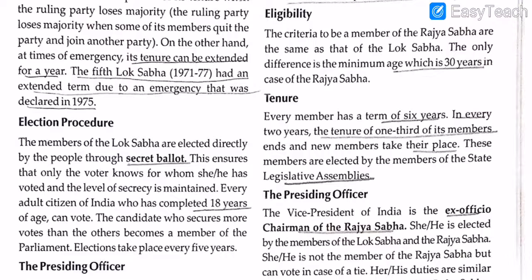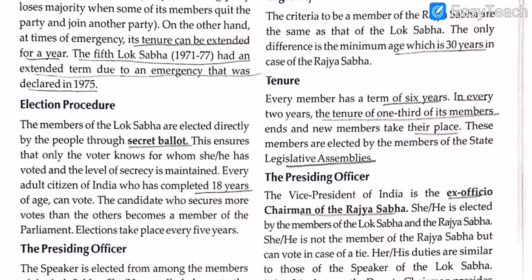The presiding officer, the Vice President of India, is the ex officio chairman of the Rajya Sabha. She or he is elected by the members of the Lok Sabha and the Rajya Sabha. She or he is not a member of the Rajya Sabha but can vote in the case of a tie. So this means that the Vice President of India is the ex officio chairman of the Rajya Sabha.